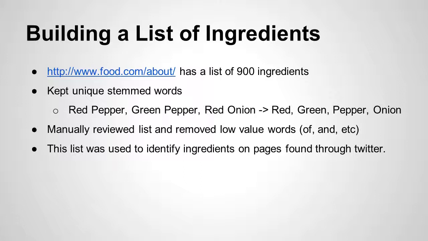We actually made two different lists of known ingredients. This describes what we did with our second one. We went to the food.com about page and got a list of 900 known ingredients from them. We stemmed these words so that things like red pepper would become two words, red and pepper, and words like green pepper, red onion would end up being single words that were stemmed. Then we removed low value words like of and that didn't make sense. And then we used this list to identify the ingredients on pages found throughout Twitter. This list wasn't as comprehensive as our original list, so there are definitely some gaps in there that we want to fix in the future.